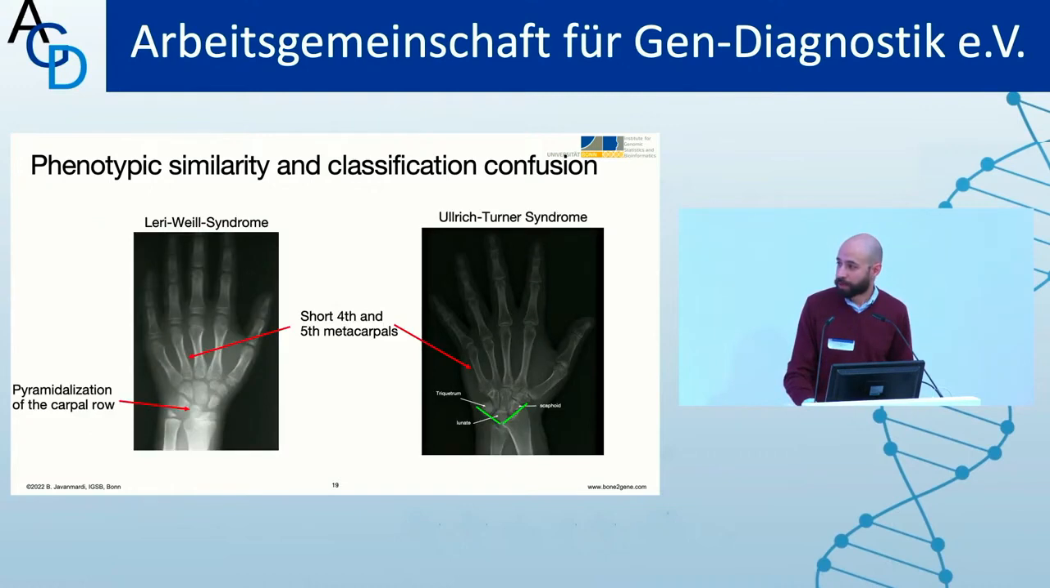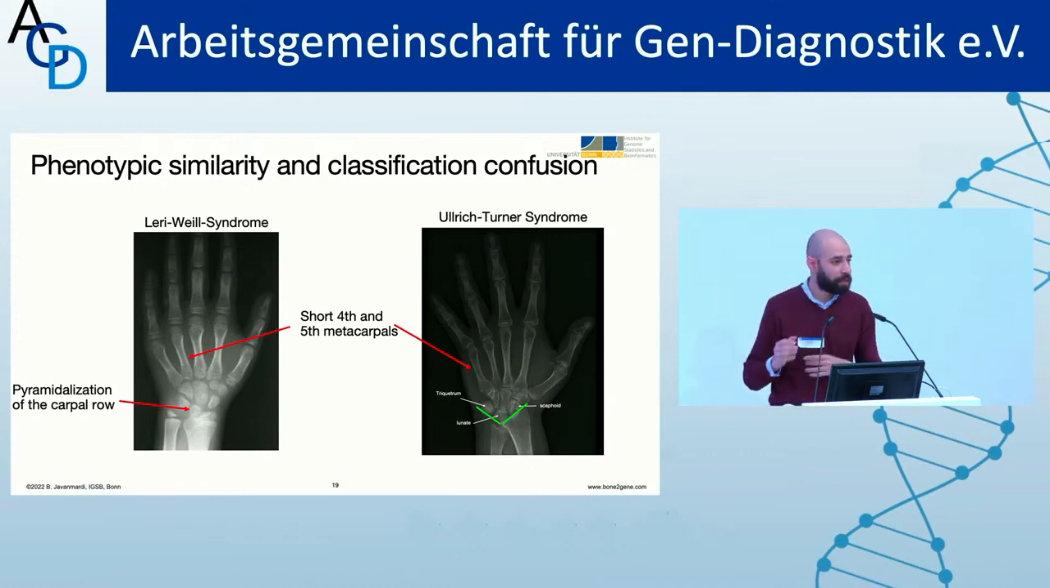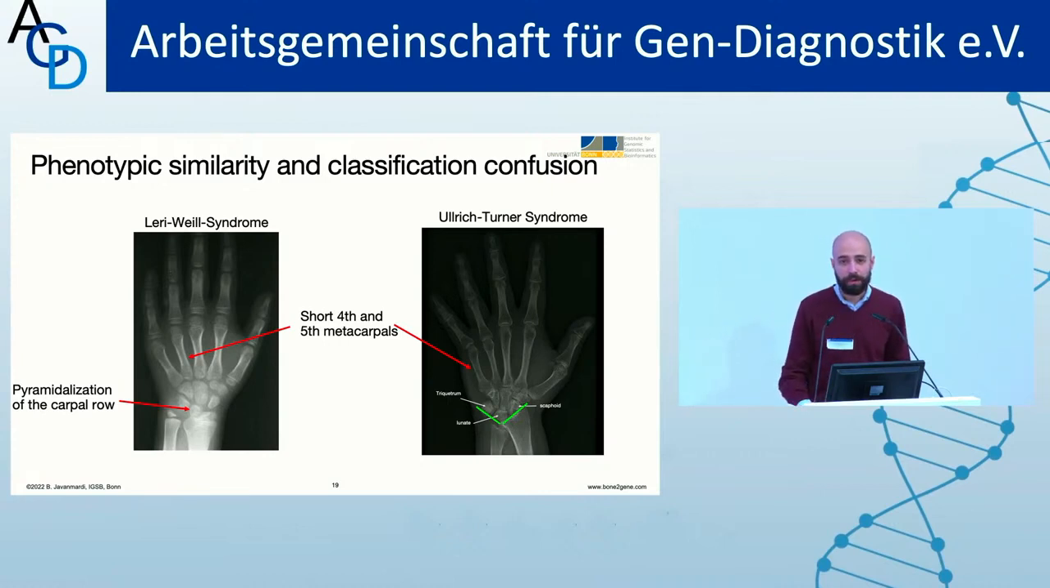Or for the other 2 that I showed you, Léri-Weill and Ulrich Turner syndrome. They also have shortening of 4th and 5th metacarpals, but they also have another feature in case of Léri-Weill syndrome, a pyramidization of the carpal row, and in case of Ulrich Turner syndrome, the angle that the triquetrum, lunate, and scaphoid make is smaller than normal, that is somehow similar to that pyramidization. So these phenotypic similarities can be the cause of confusion of the AI for different classes.